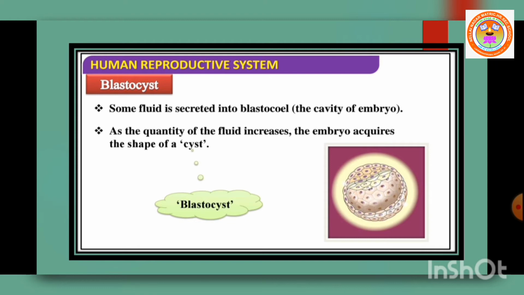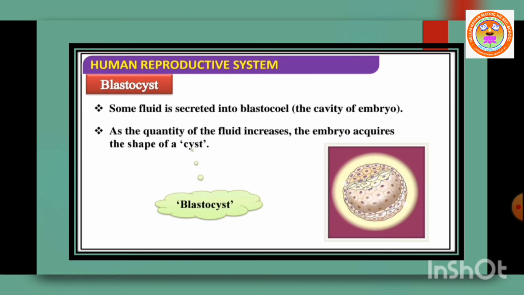Just see the picture. Some fluid is secreted into the blastocele, which is nothing but the cavity of the embryo. As the quantity of the fluid increases, the embryo acquires the shape of a cyst. So this is known as blastocyst.